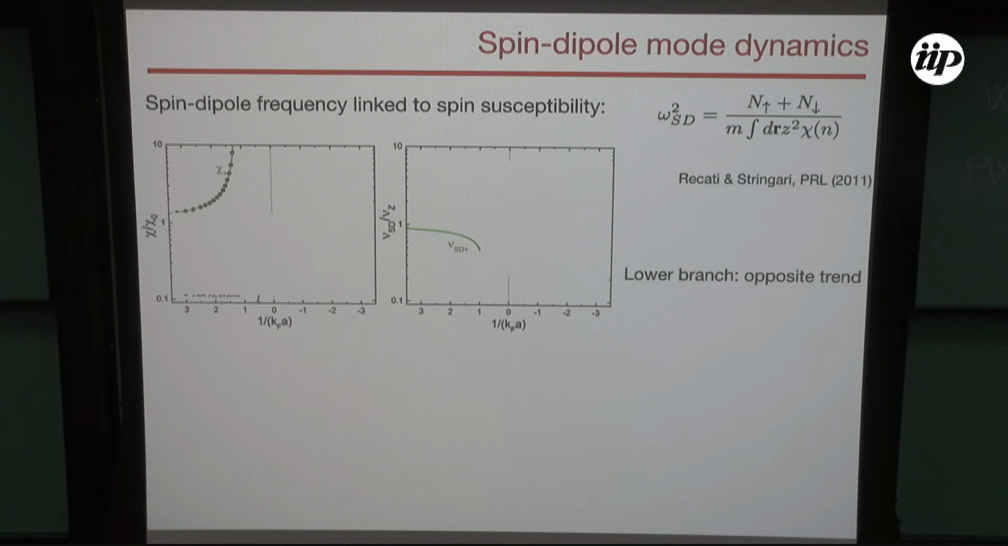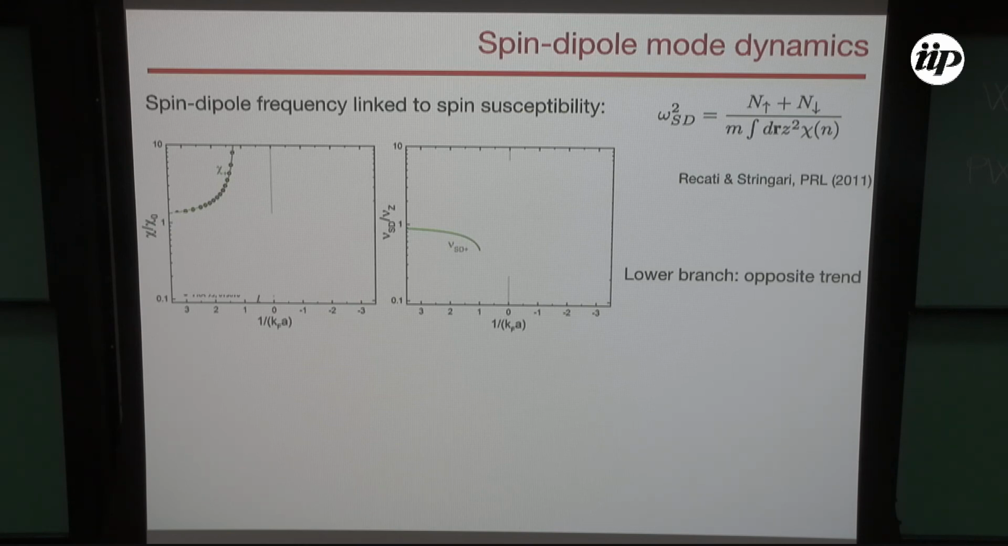Why is this interesting? Because the spin susceptibility is directly related to the spin-dipole frequency. Here is the plot of the spin susceptibility versus the interaction parameter, renormalized by that of an ideal Fermi gas. You can see as I increase the interaction, so this 1 over kFa, where 0 is the resonance, it's expected that the spin susceptibility should increase, and correspondingly, the spin-dipole mode frequency should decrease, with softening.